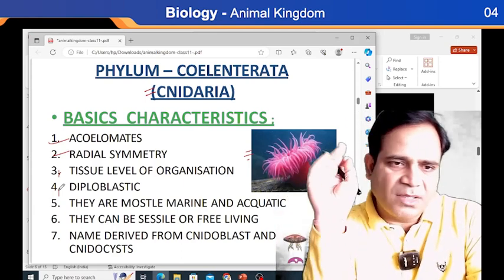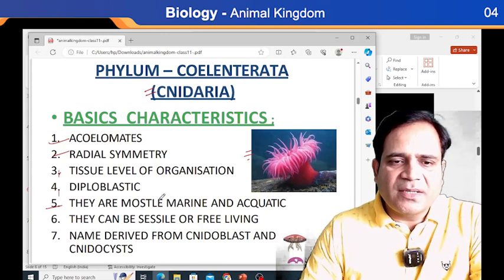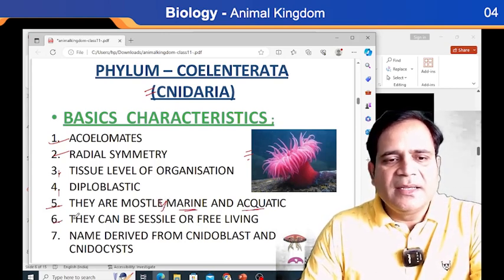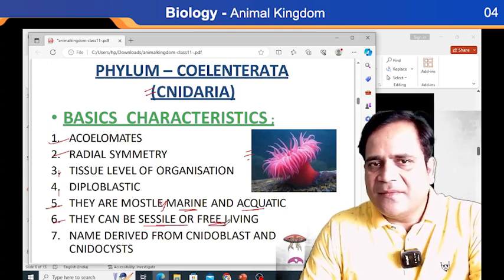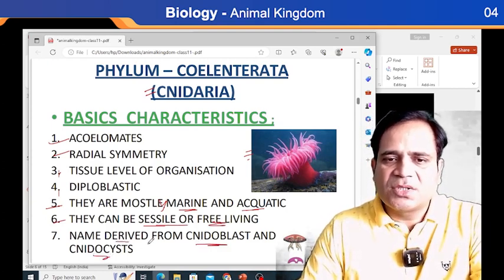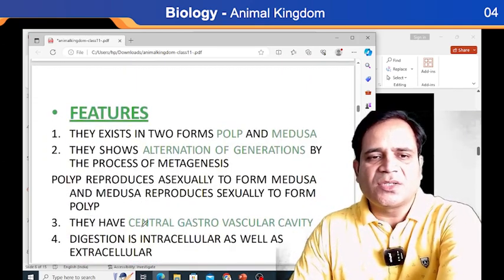So diploblastic means outer and inner, ectoderm and endoderm. They are mostly marine and aquatic. Clear? They can be sessile or free living. The name is derived from cnidoblast or cnidocyst. Clear? Now see, what are the features of this Coelenterata?